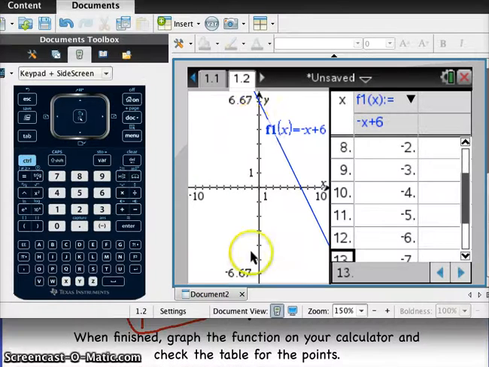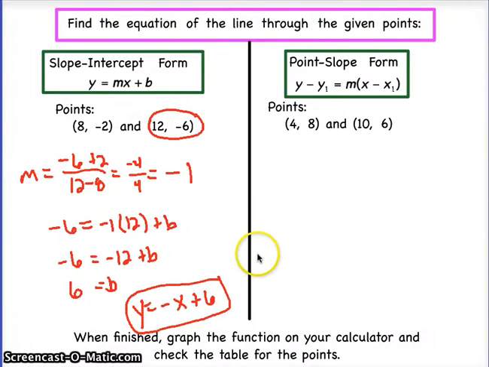I also went ahead and typed it into the calculator. I just opened up a graphing page, typed in f1 of x is negative x plus 6. Again, pressed Control T to open up the table, and you'll notice that (8, negative 2) and (12, negative 6), the 2 points that we used, are on my graph. So it looks like we're good.